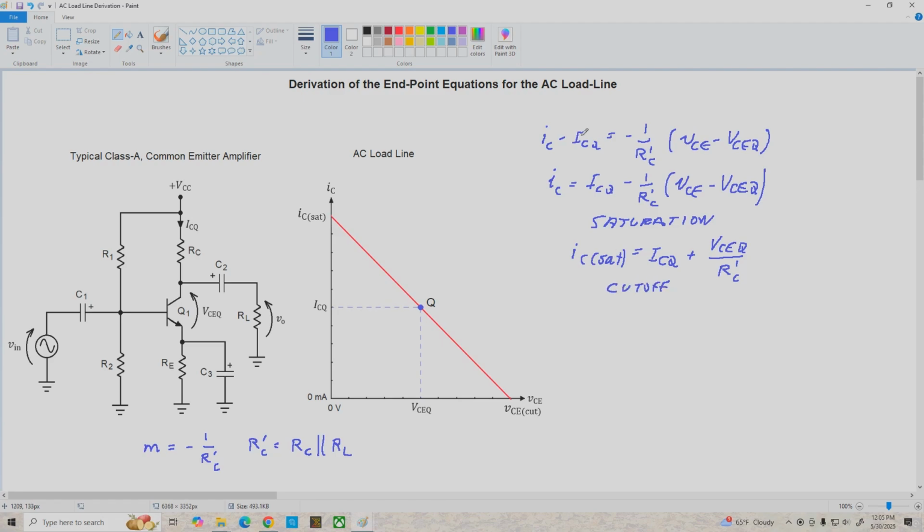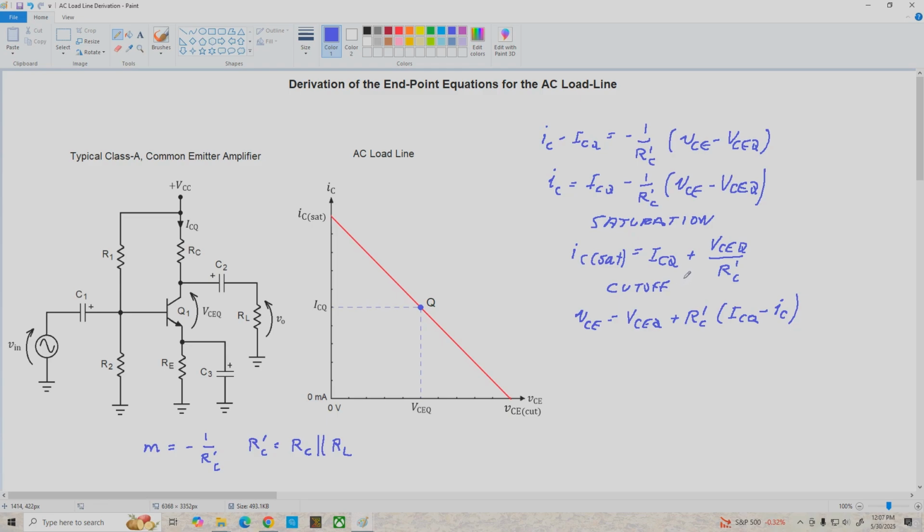All right, so let's start by solving this top equation for VCE, and that's going to give us VCE equals VCEQ plus R prime C times ICQ minus IC.